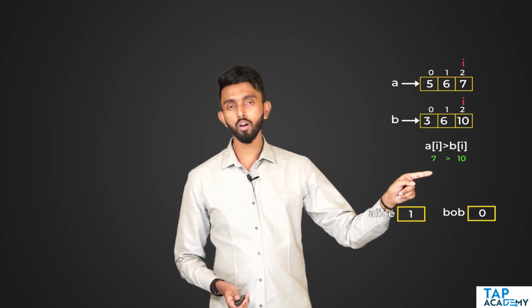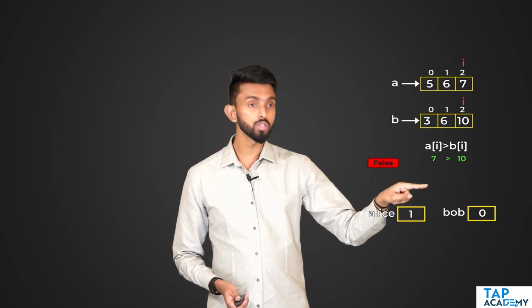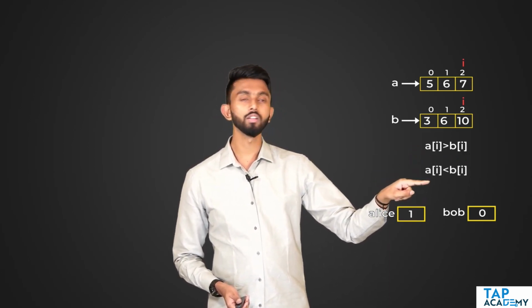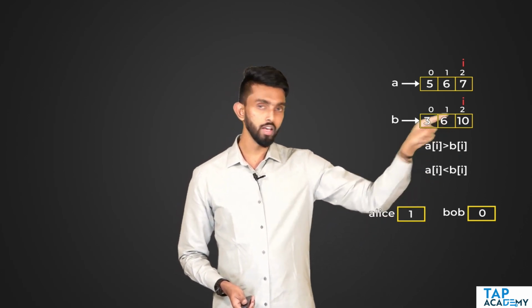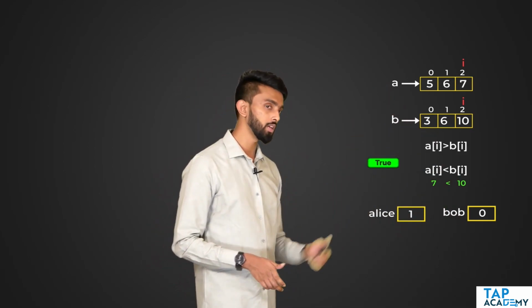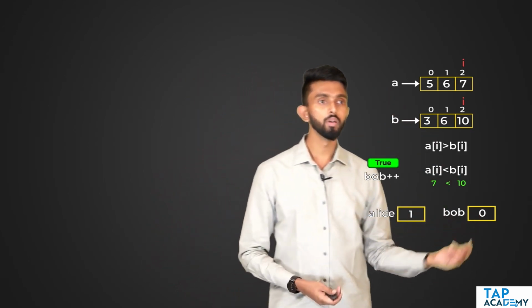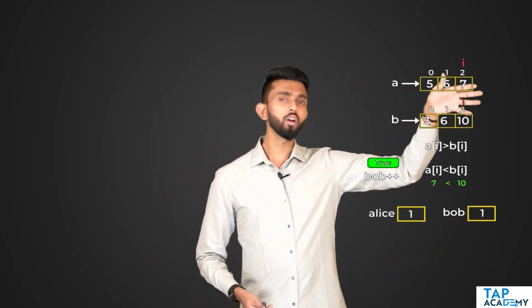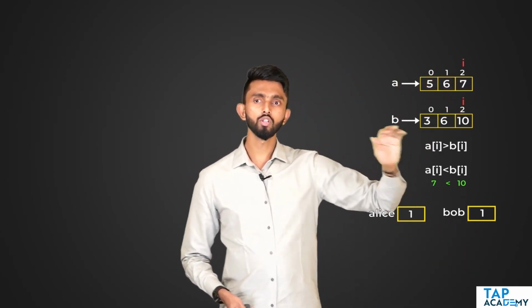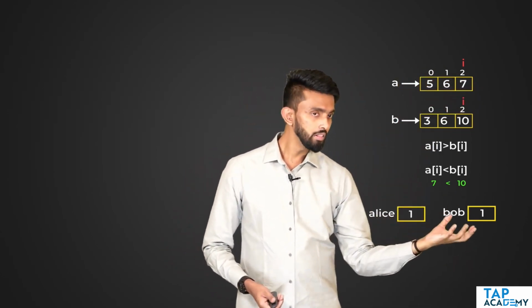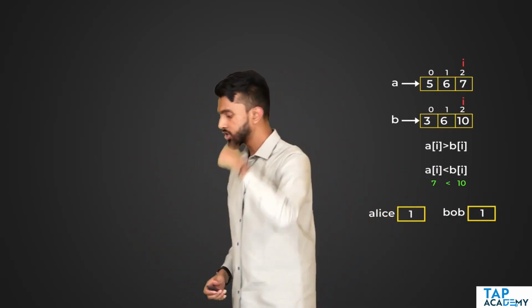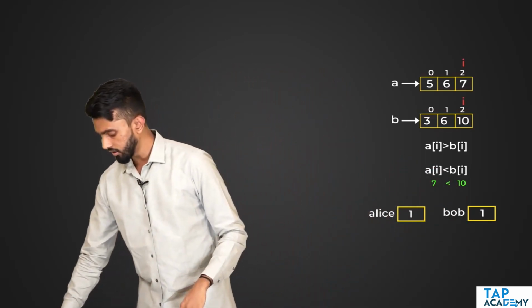Then again check if Alice's value is greater. Is Alice's value greater? No. Check if Bob's value is greater. Is Bob's value greater? Yes. Yes means true. True means increase Bob's point. Bob plus plus. Bob will get 1 point. After that, there are no more values left, so we will stop, and ultimately these two values must be returned as an array or an array list. Anything is fine. Let's quickly go and write the code.